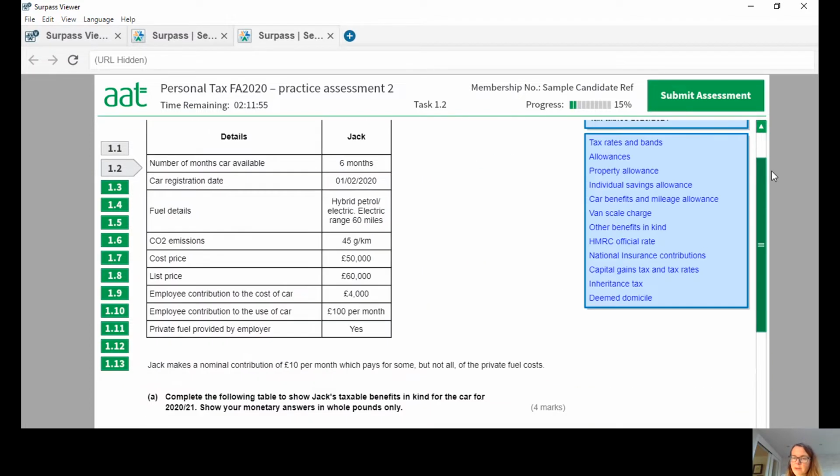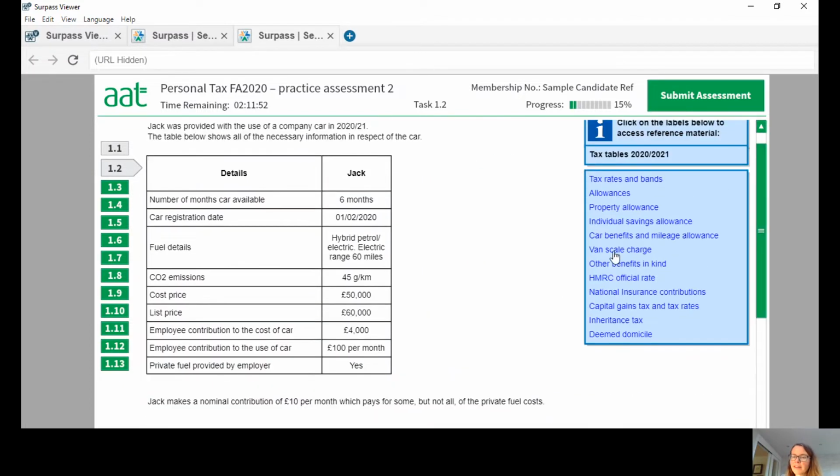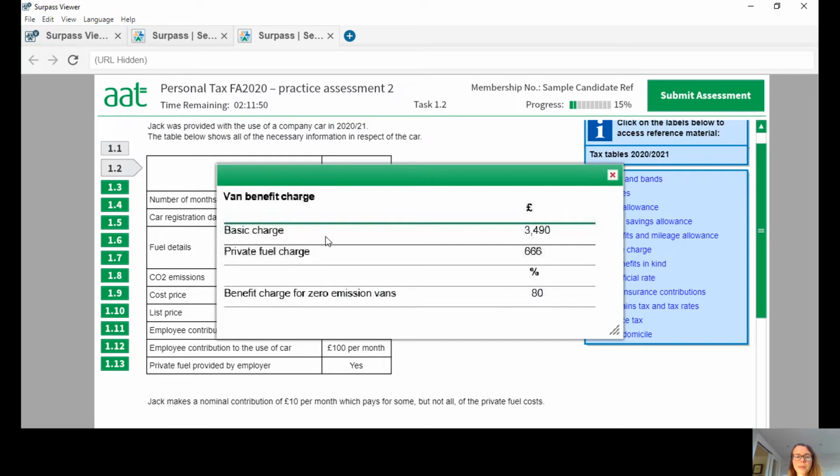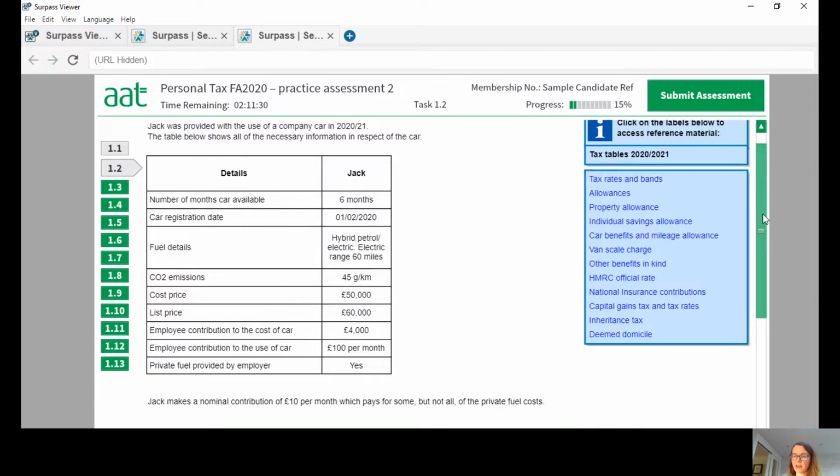So if we go back to our reference material, van charge, here we go. So the basic charge for having a van is 3490. But as you can see, if it's a zero emission van, it is 80%. So if I find 80% of that, it gives me an answer of 2792.